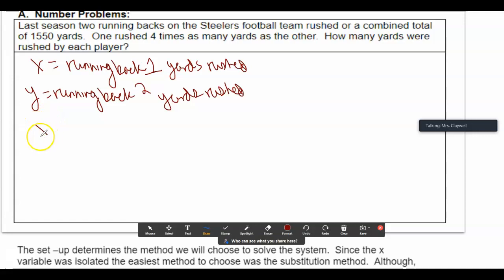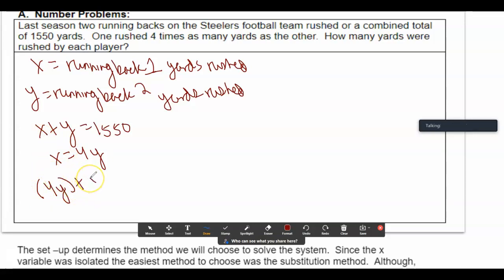So we know there's a total of this many yards. And we know that 1 is 4 times as many as the other. So where there's an X, I'm going to put my 4Y. I'm going to use substitution, and this is already set up for that because I already have it available by itself.